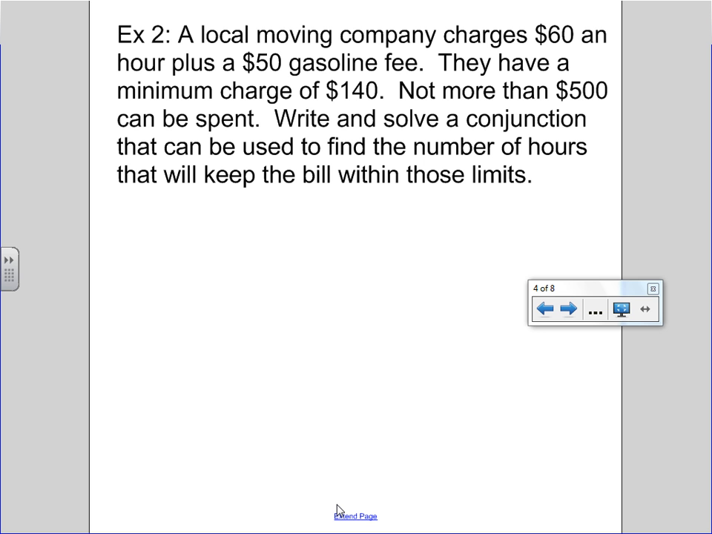Okay, so first of all, the minimum charge, the least that this company will do the work for, is $140. So that's going to start over here. That is the absolute least amount the company will work for. But whoever's getting this work done will not spend more than $500. Since the 140 is the least amount, that's going to give me a less than or equal to sign.